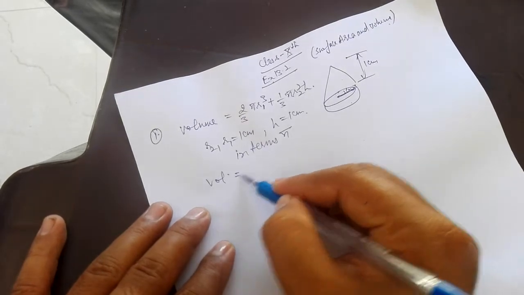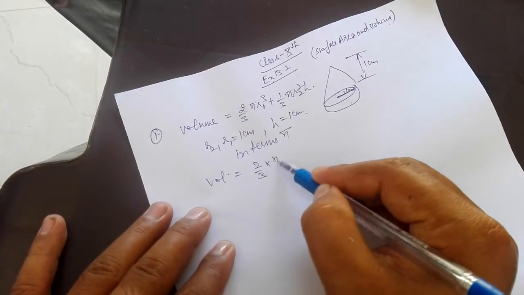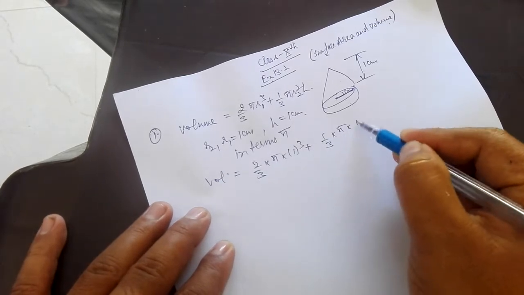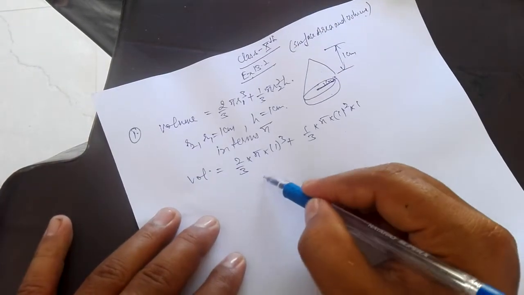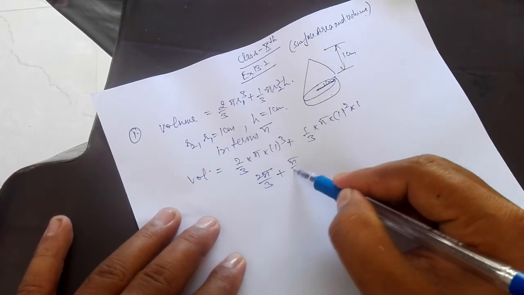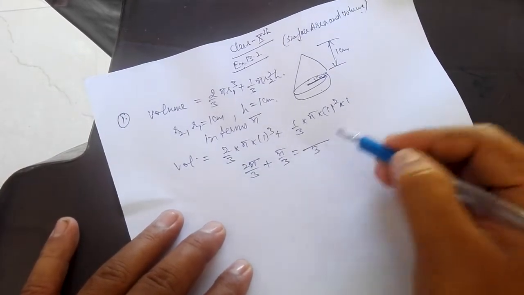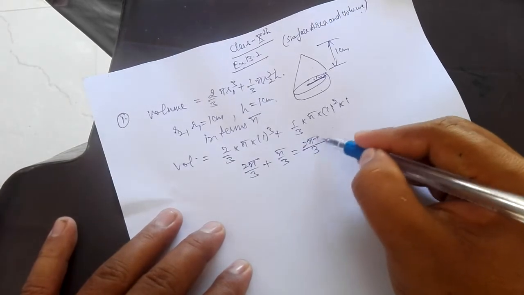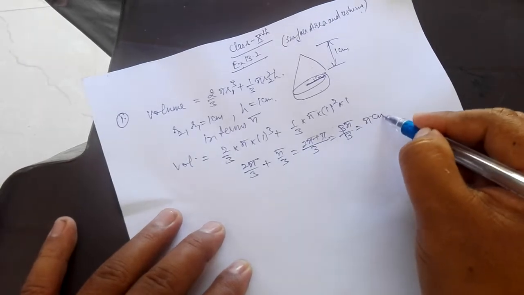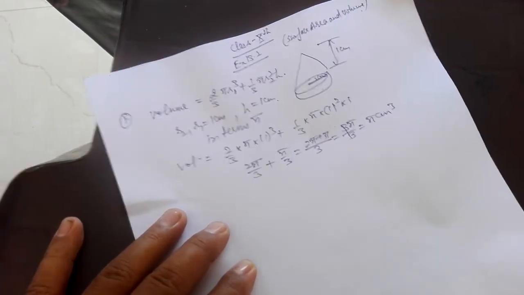Now 2 by 3 into pi into 1 cube plus 1 by 3 into pi into 1 square into 1, that is equal to 2 pi by 3 plus pi by 3. When we take the LCM, that is 2 pi plus pi is equal to 3 pi by 3, that is equal to pi centimeter cube. That is the volume.